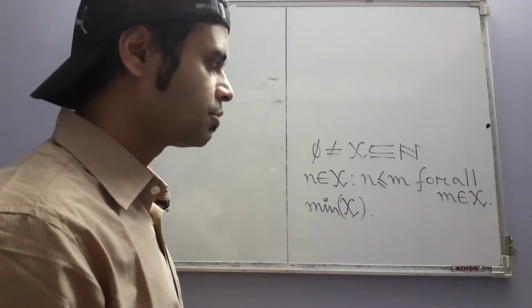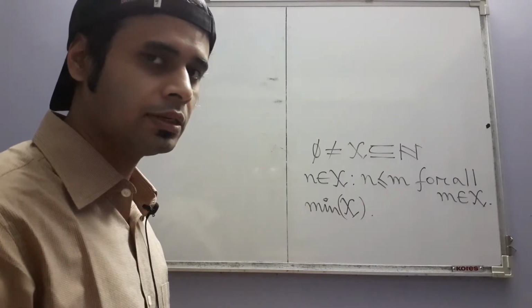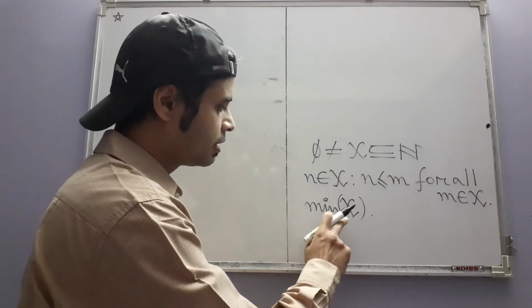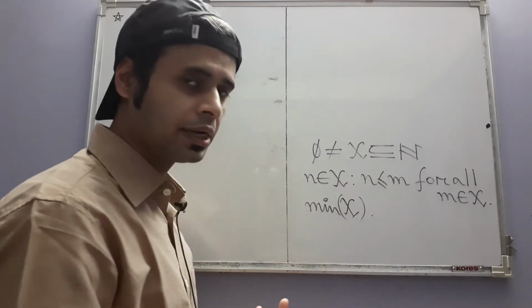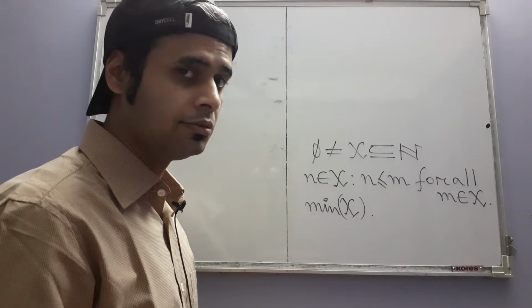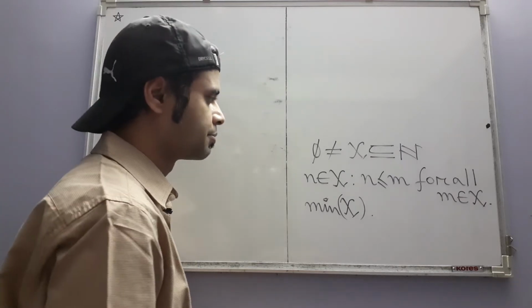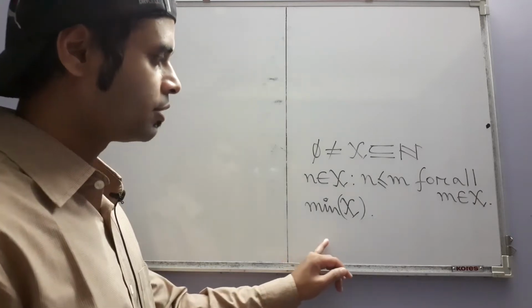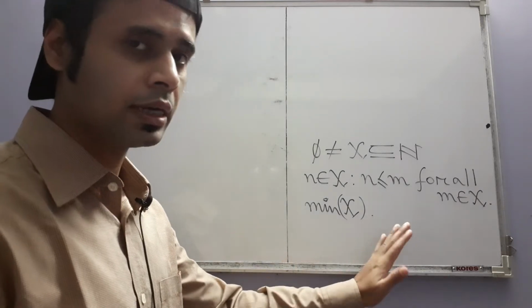Now, if one goes back to the definition of the infimum of a subset of real numbers, then one will see that in this case, min X is in fact nothing but the infimum of X. So that is our well-ordering principle, whose proof we are going to see in one of the exercises at the end of this section.